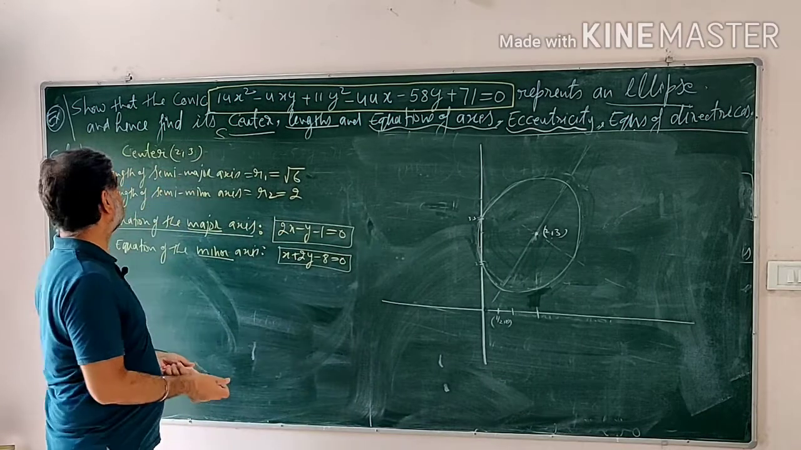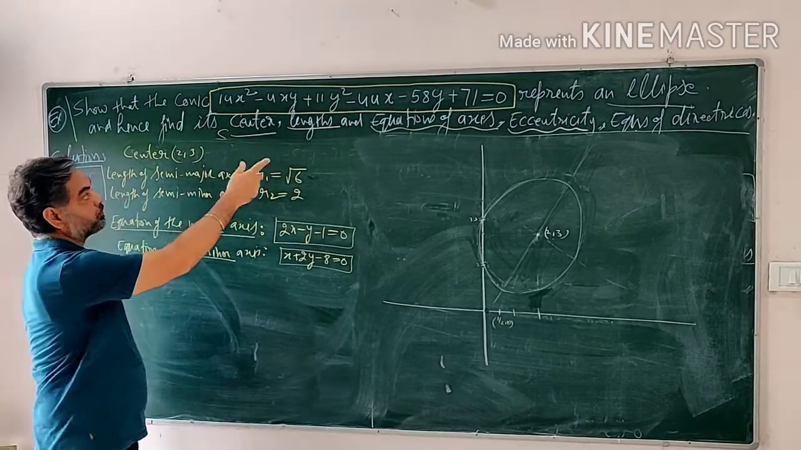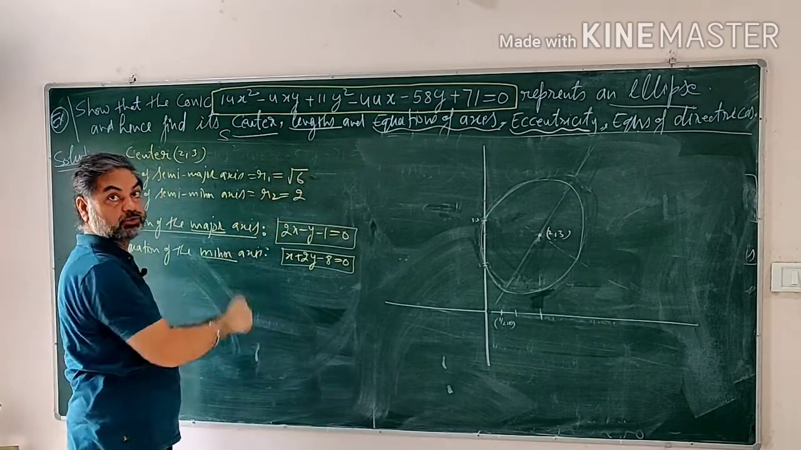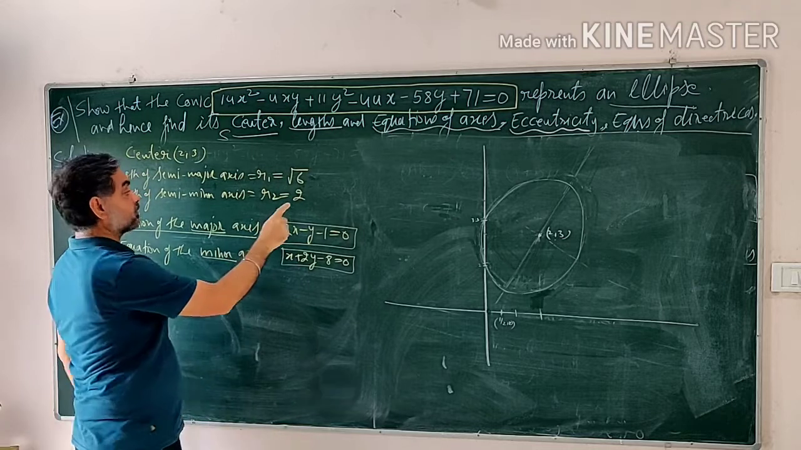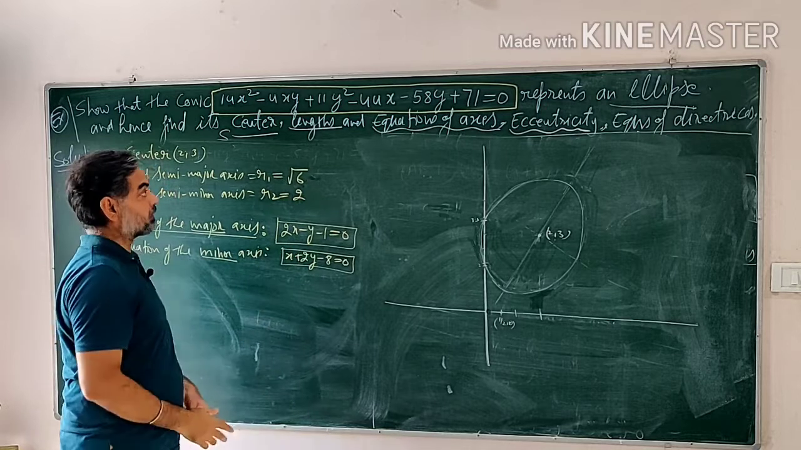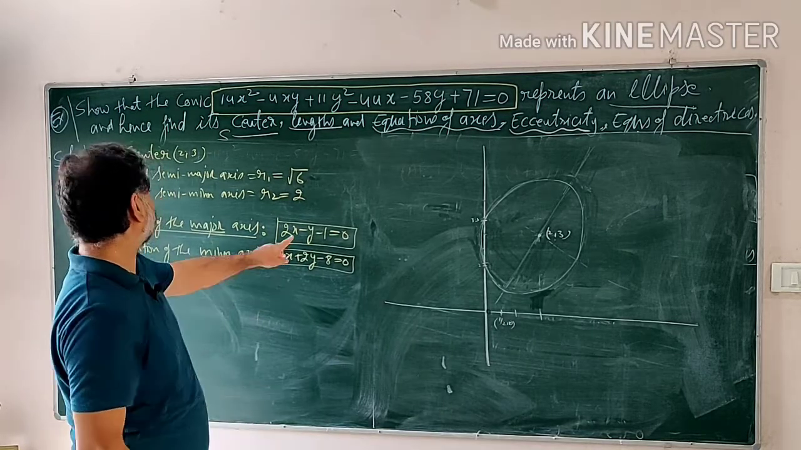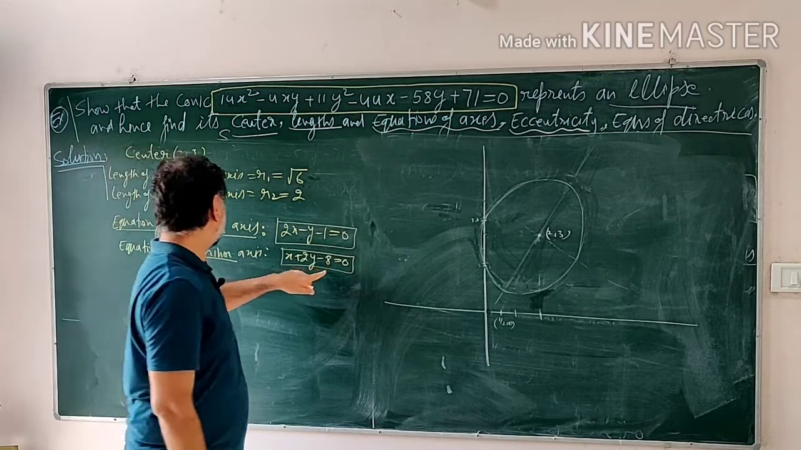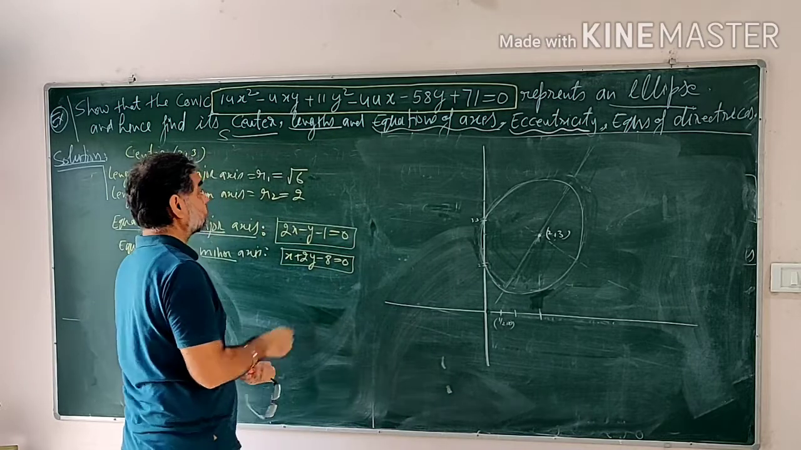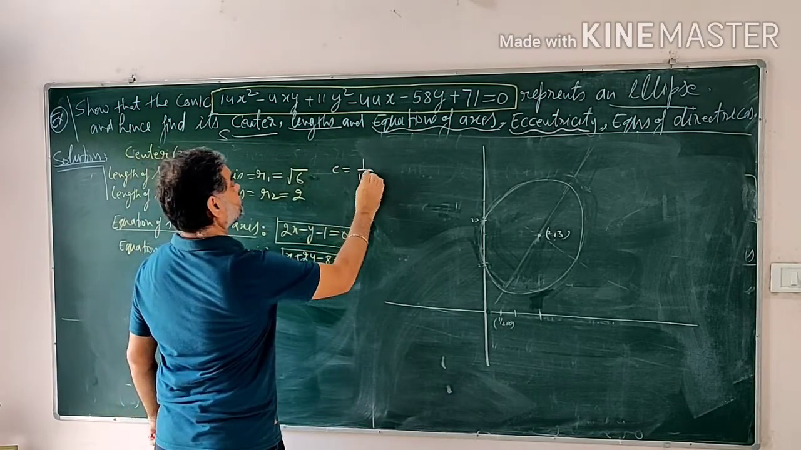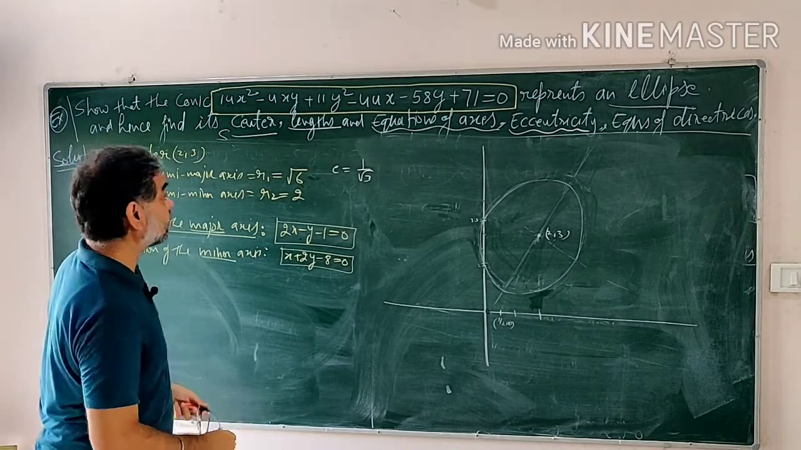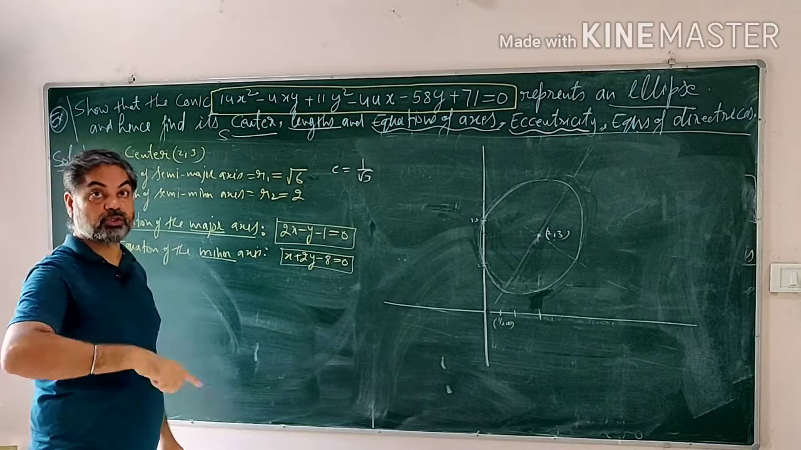We have to find its center. The center of this ellipse is 2, 3. We have done that. The length of the semi-major axis is r1, that is root 6. The length of the semi-minor axis is r2, the value of r2 is 2. Equations of the major axis is this, we have done, and equation of the minor axis also, and also we have found out the eccentricity. Eccentricity comes out to be 1 over root 3, and also we found out the equation of the directrices.